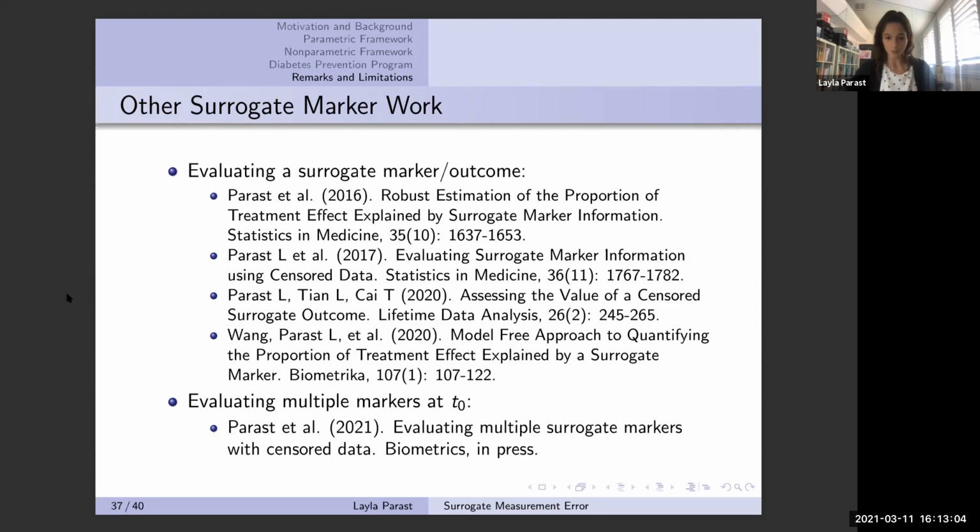There are also methods available to look at how you evaluate multiple surrogate markers. Like in the diabetes example, if your outcome is a diabetes diagnosis and you have some potential surrogates like fasting plasma glucose and hemoglobin and all these other measurements that we have, each one on their own might not explain a lot of the treatment effect, but possibly together they might explain a substantial proportion of the treatment effect.